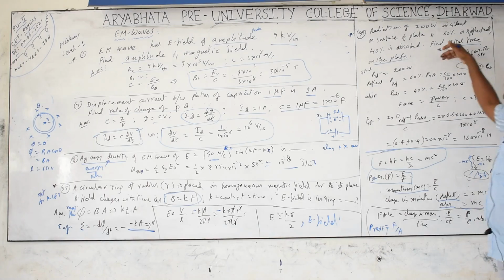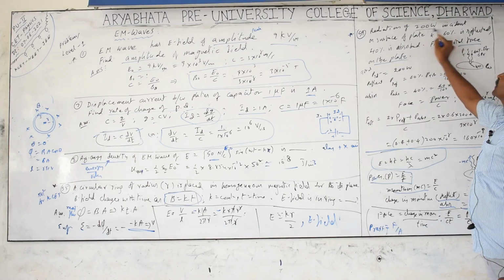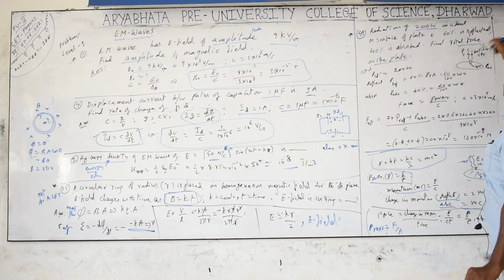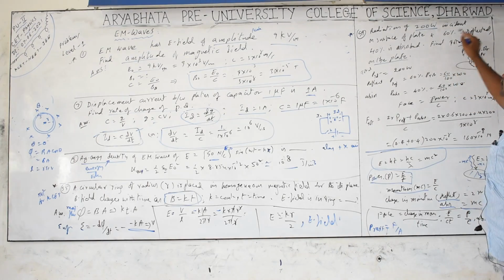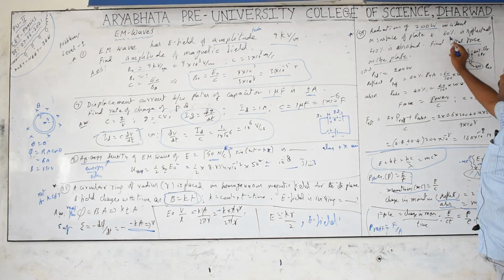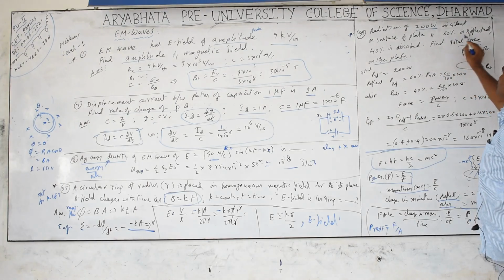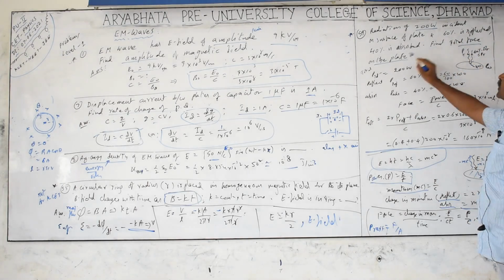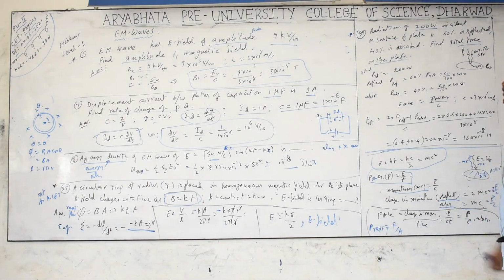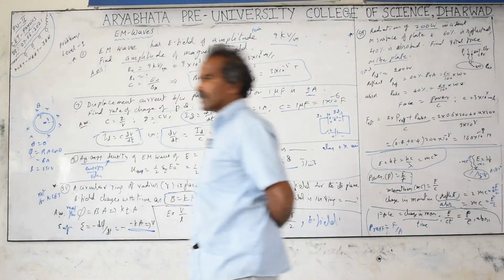Now come back to this problem. Radiation of 200 watt power, this is the incident power, P total, is 200 watt. It is incident on the surface of a plate, and 60% is reflected backwards and 40% is absorbed. Find the total force exerted on the plate.